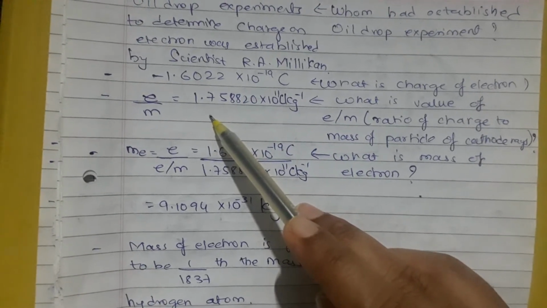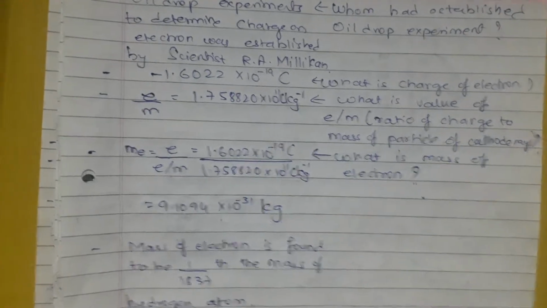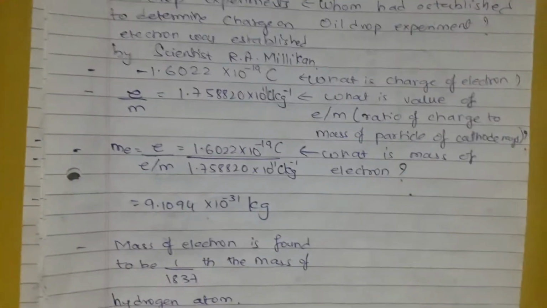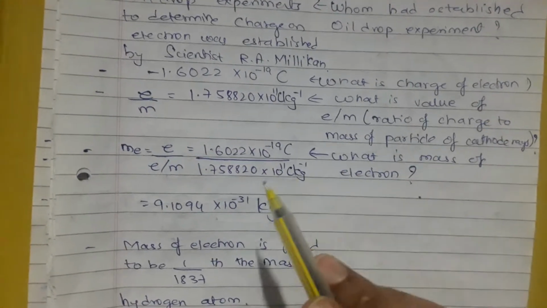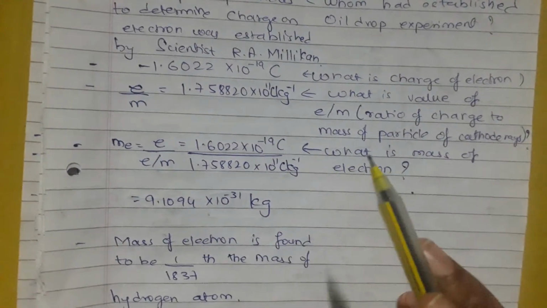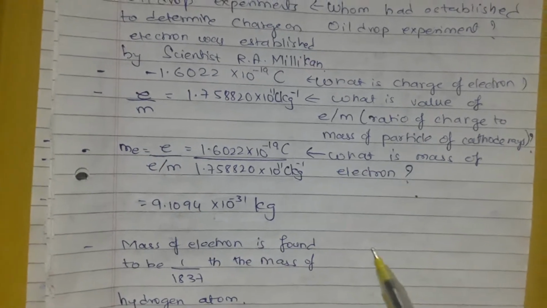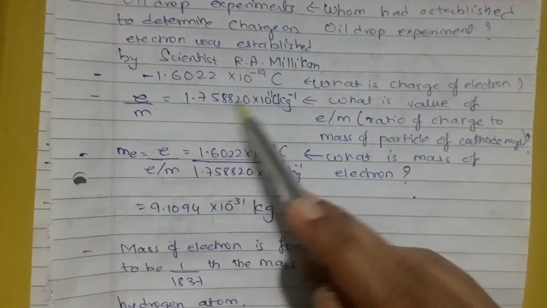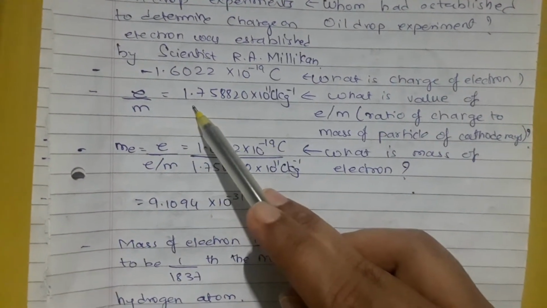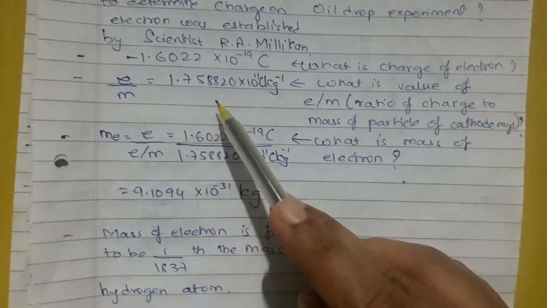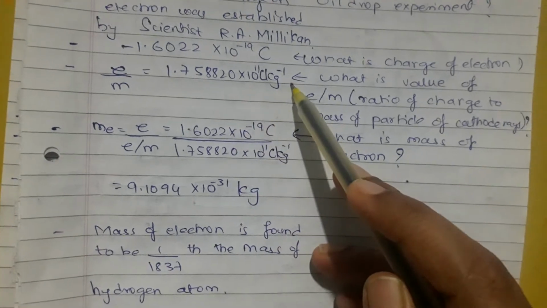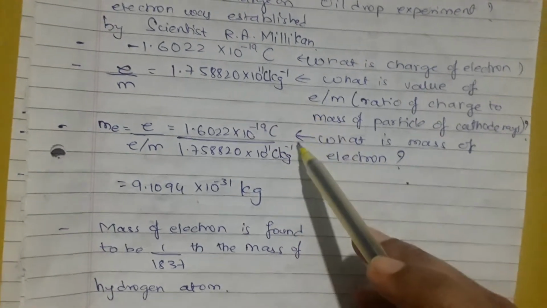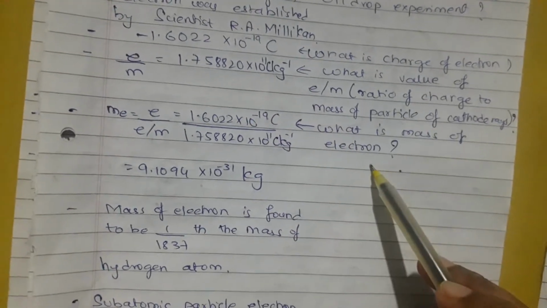This is the same scientist who had designed the discharge tube experiment. He had studied the cathode ray, and he is the same person who discovered electrons, and he had determined this electrical charge to mass ratio, which is 1.758820 × 10^11 C per kg. Now what is the mass of the electron?